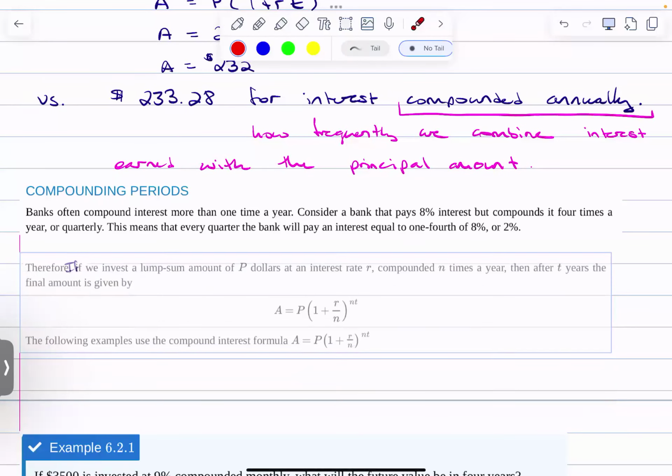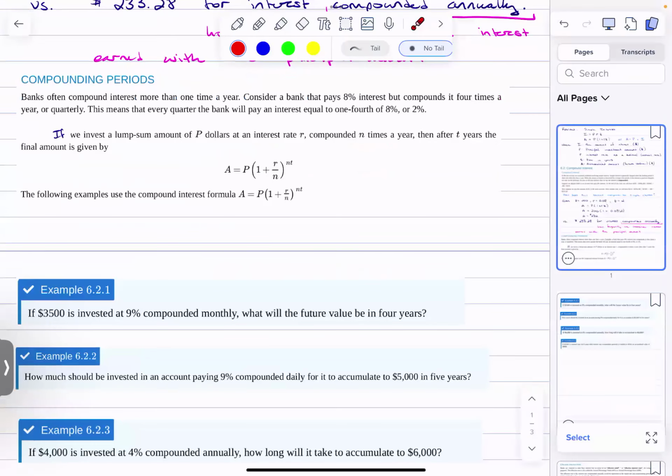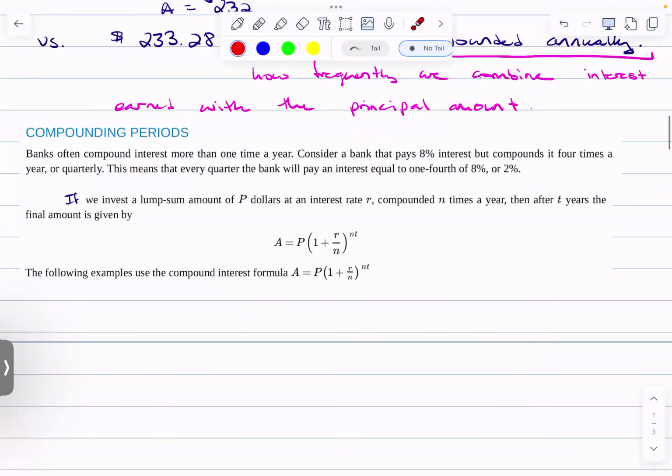So let's do this. Add a page. I feel like I'm constantly adding a page.